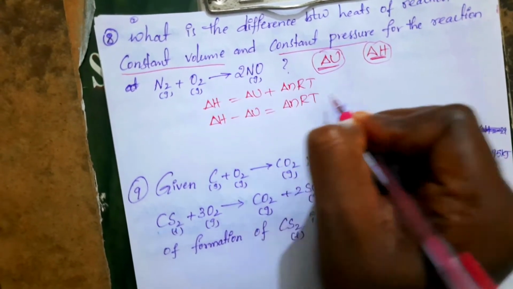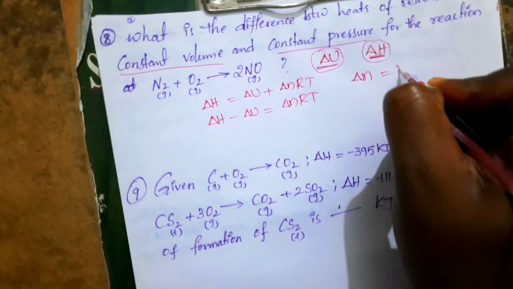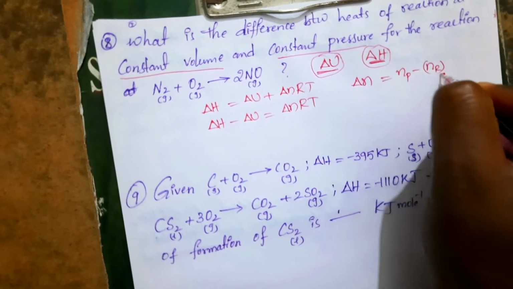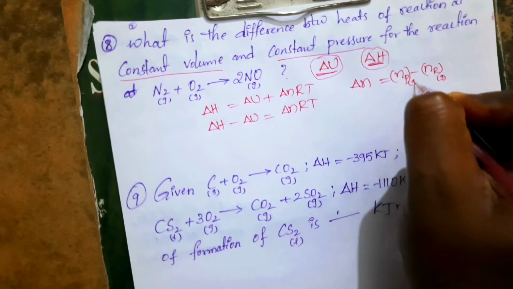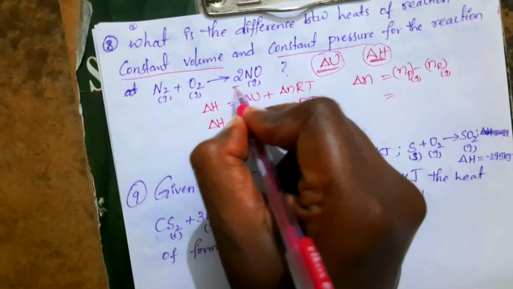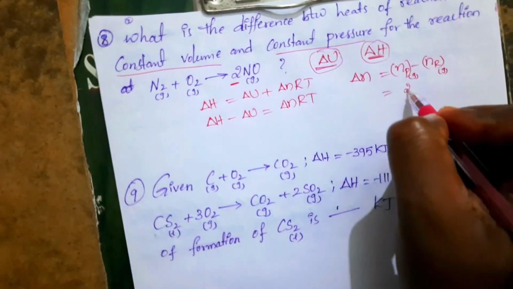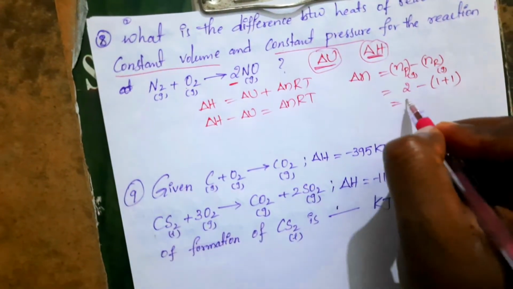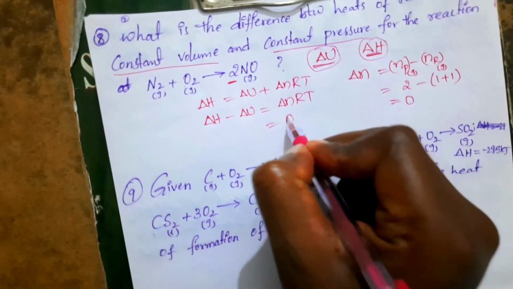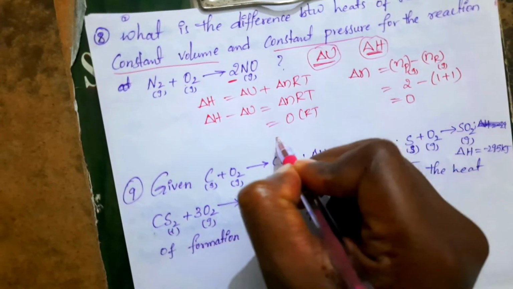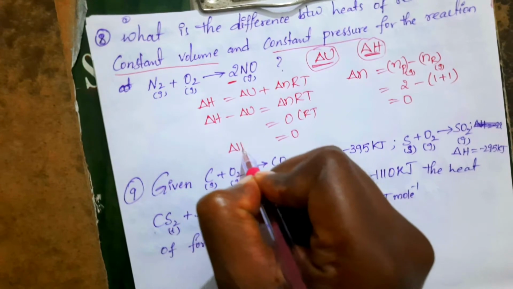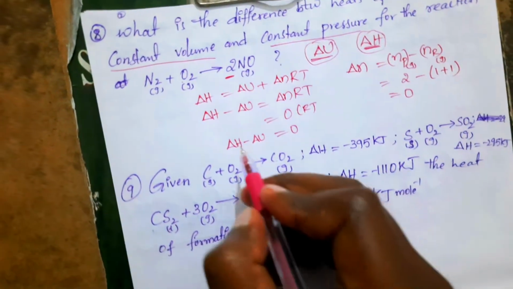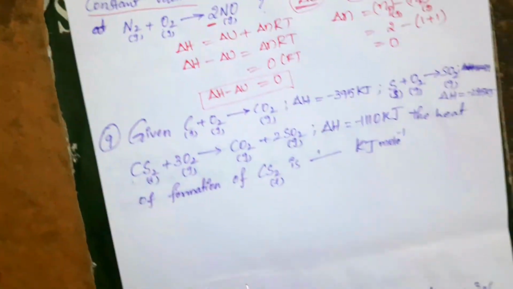What is delta n here? Delta n is the number of moles of gaseous products minus the number of moles of gaseous reactants. It must be gaseous products and gaseous reactants. How many gaseous products are there here? 2. How many gaseous reactants are there? 1 plus 1, that is 2. So delta n is 0, and 0 into RT is 0. The difference in heat content measured at constant volume and constant pressure is 0. Now the next one we will see.